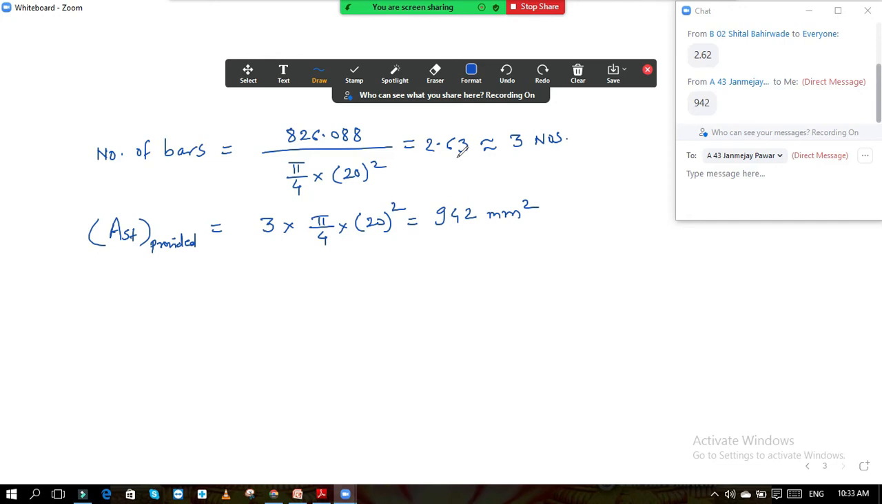Now we have solved a number of problems. I think you are clear with the concept of overall depth and effective depth. Still if anybody is having a problem, you can call me or WhatsApp me. I will tell you individually, because I have repeated this so many times. What is the difference between overall depth and effective depth? So from overall depth we have calculated effective depth.